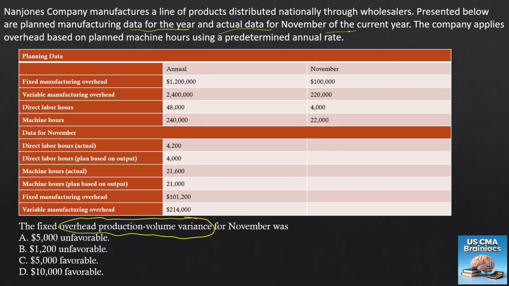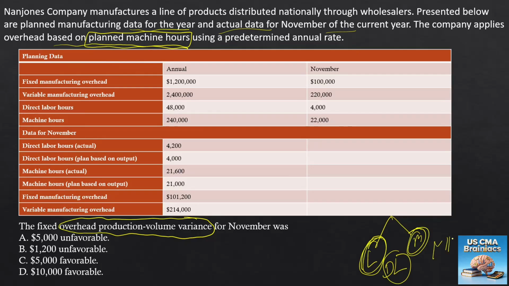The company applies overhead based on machine hour. This means we have to check the cost driver. So here the cost driver is machine hour. There are two types of cost driver, which we studied: labor and machine. If it is labor, then we need to discuss the direct labor hours. When it is machine, then we need to calculate machine hour. Clear?